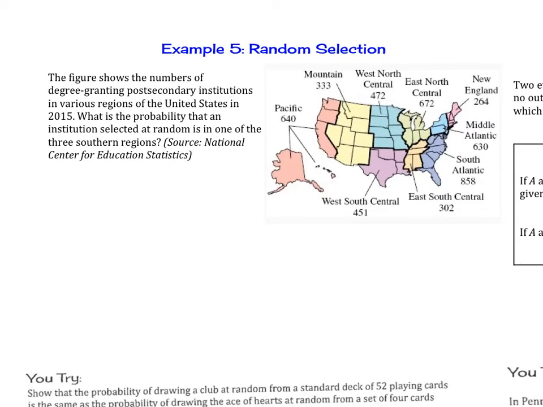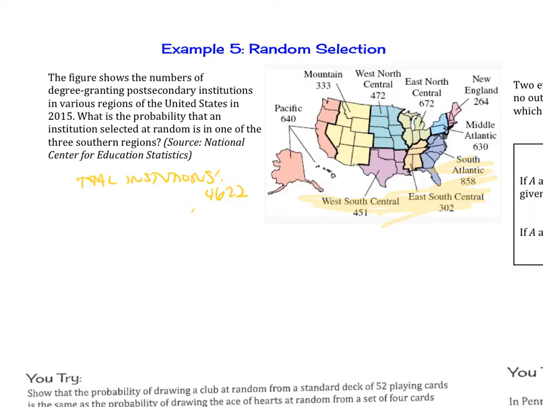The figure shows the numbers of degree-granting post-secondary institutions in various regions of the United States in 2015. What's the probability that an institution selected at random is one of the 3 southern regions? So the 3 southern regions are down here, west south central, east south central, and south Atlantic. So first we need to total the number of institutions there are. And so if you add all these values here, that total institutions, that total is 4,622, right?